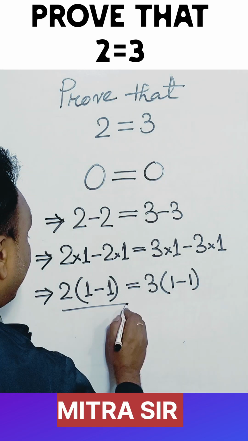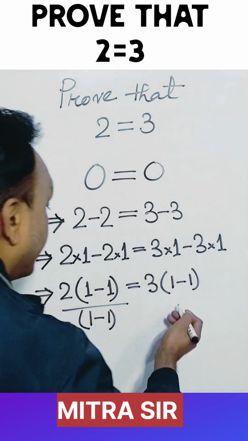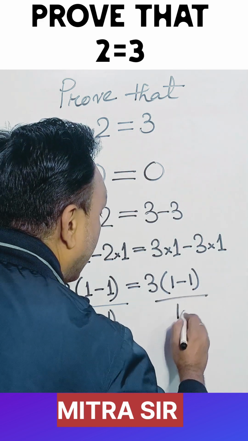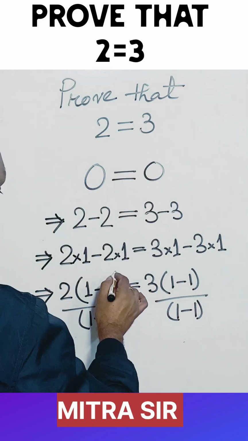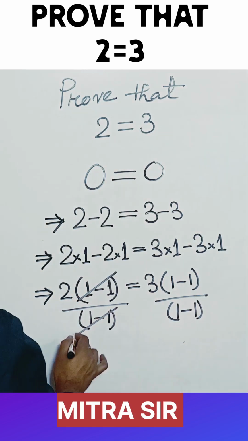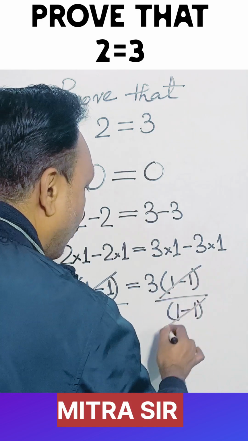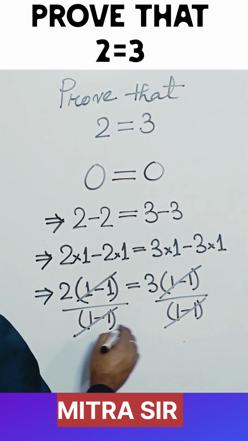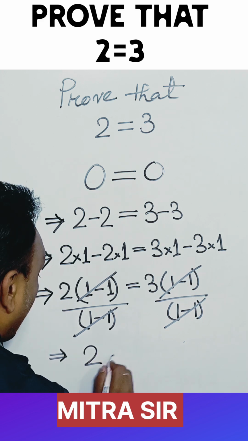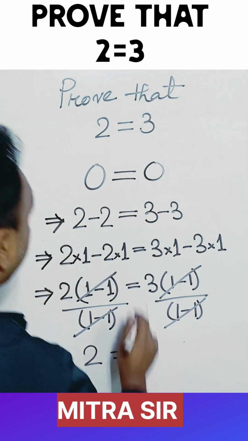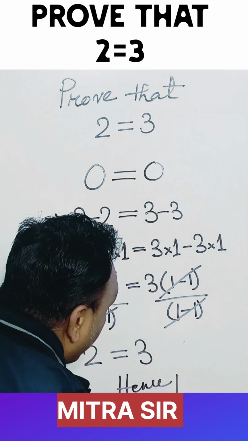Now if I divide by 1 minus 1 here in the denominator, on this side also I will divide by 1 minus 1. Then these 1 minus 1 and 1 minus 1 cancel with each other. Here also same thing, 1 minus 1 and 1 minus 1 cancel each other. So what is left? 2 equals 3. 2 equals 3. Hence proved.